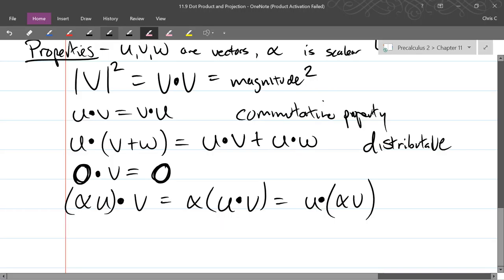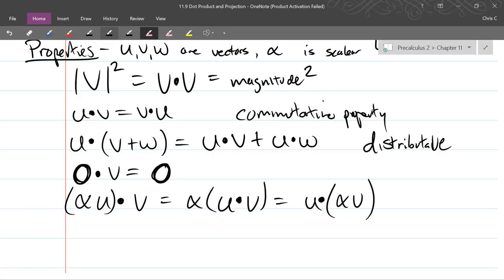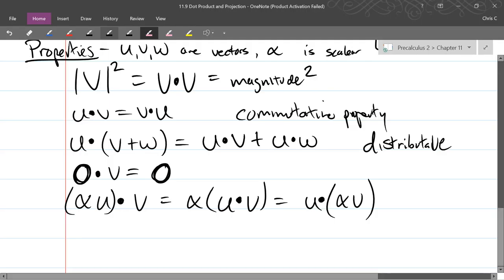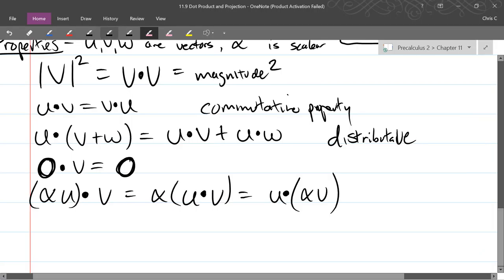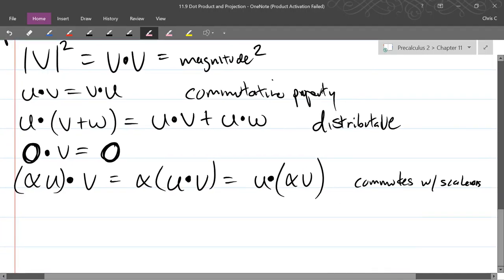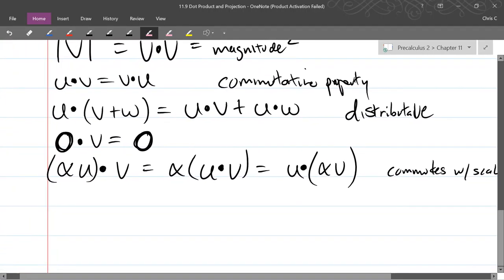Be careful if you copy down my v's. My v's don't have a sharp point usually. My u's have a foot. So make sure you're careful about how you write them. So this is commutative property, or commutes with scalars. I think that's all the properties we'll need, all the algebraic properties we're going to need.